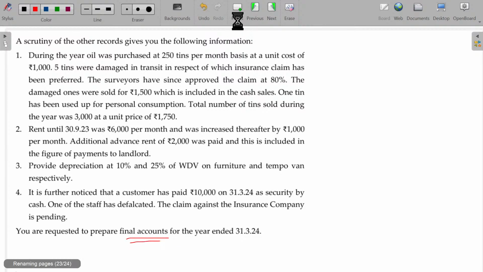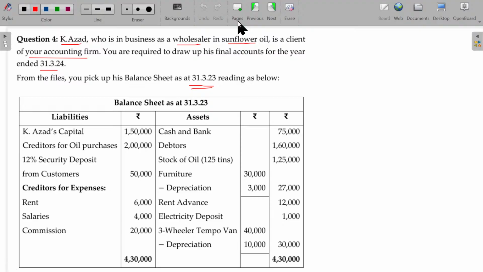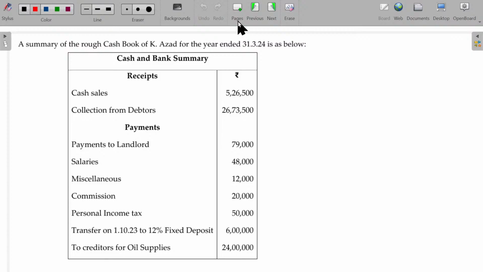Then what you have to do? The opening balance sheet is already given, so you forget about that. So you prepare receipts and payments, trading and P&L account, as well as the closing balance sheet. Clear?